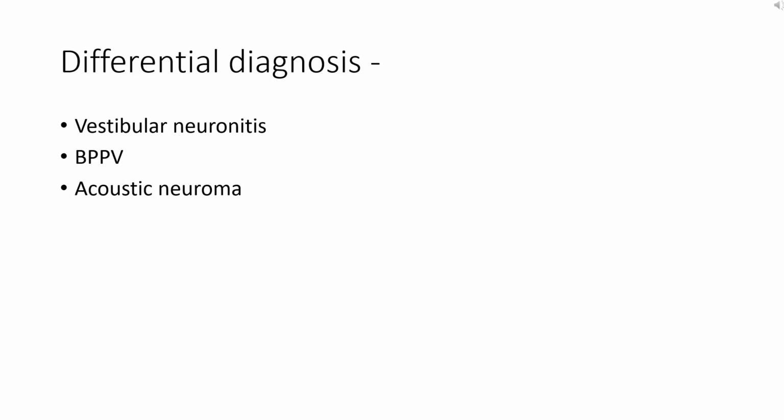Now coming to the last part, the differential diagnosis of Meniere's disease. There are a few important conditions that we have to differentiate from this: vestibular neuronitis, BPPV, that is benign paroxysmal positional vertigo, and acoustic neuroma. In case of BPPV there will not be any kind of hearing loss, and also in case of vestibular neuronitis there will not be any hearing loss. So we can differentiate these conditions easily from Meniere's disease. So that was all about Meniere's disease: important points regarding etiopathogenesis, clinical features, relevant signs, investigations, and its treatment modalities, conservative management and surgical management.